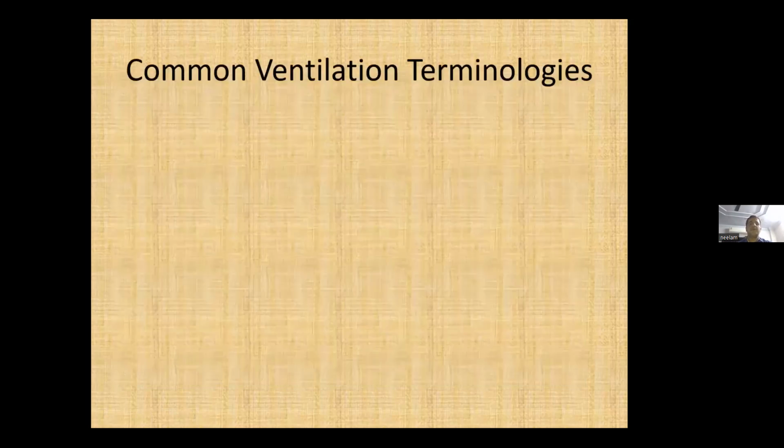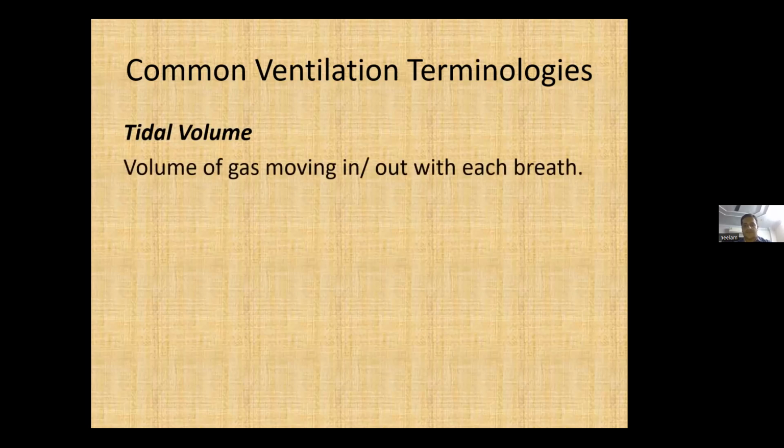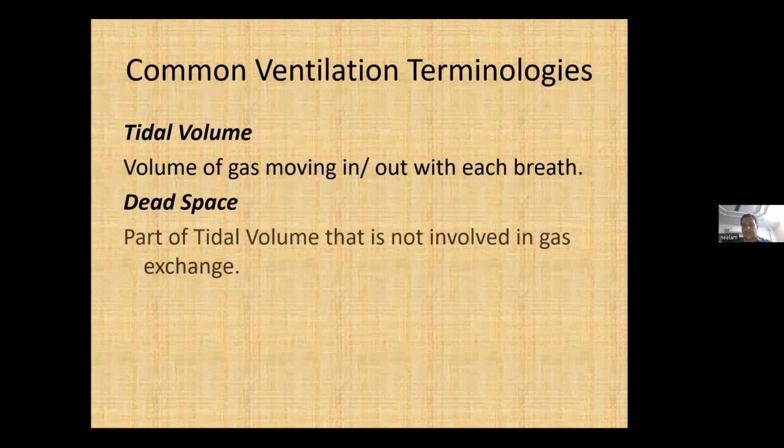Okay. Then coming to the common ventilation terminologies which we often use in our day-to-day practice, one is the tidal volume. It is nothing but the volume of gas which is moving in and out with each breath. Second comes the dead space. Dead space is that part of the tidal volume which is not involved in gas exchange. So if you are breathing in say 6 to 8 ml per kg, all of that 6 to 8 ml per kg is not being used for gas exchange. Only a part of it is involved in gas exchange. The rest of it stays in the airways and then comes out. So the part which is not involved in gas exchange and is just staying in the airways, that part is the dead space.